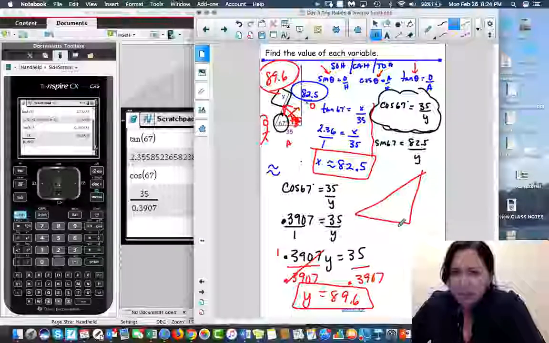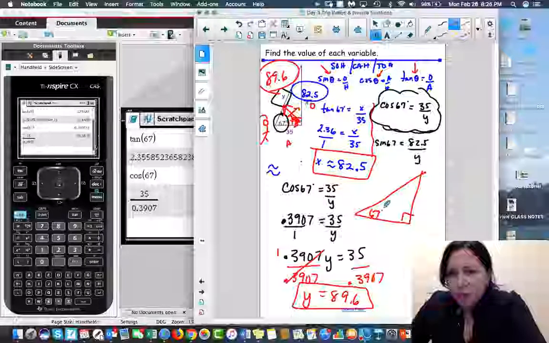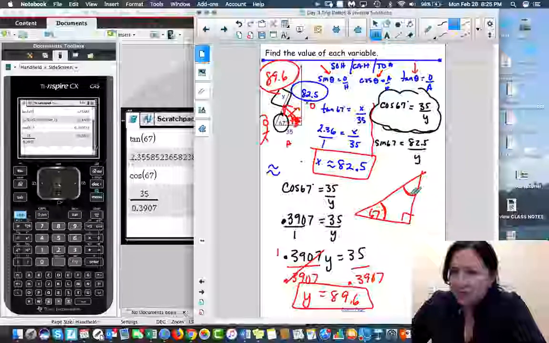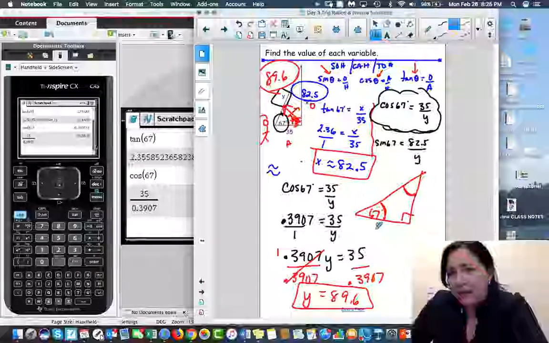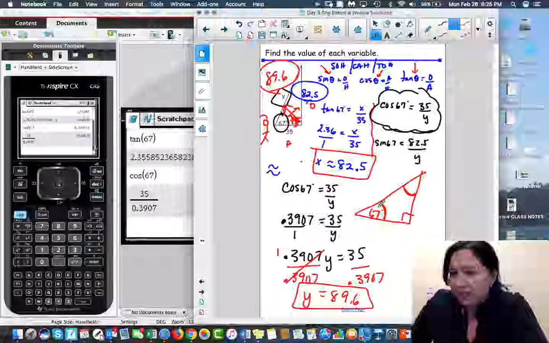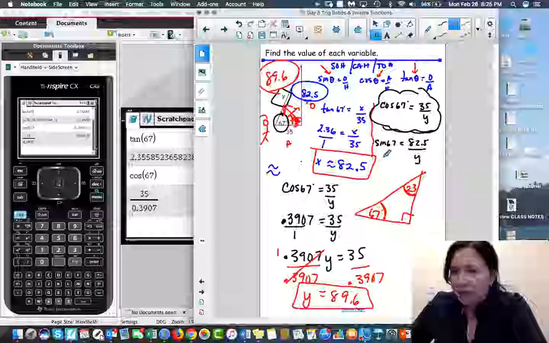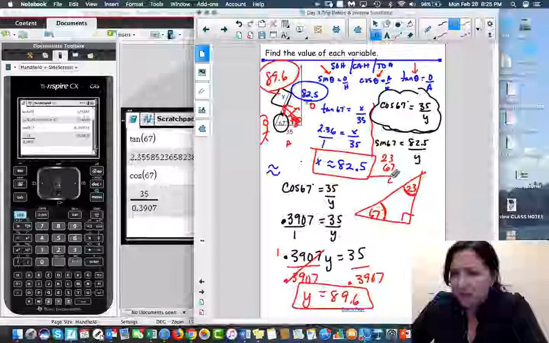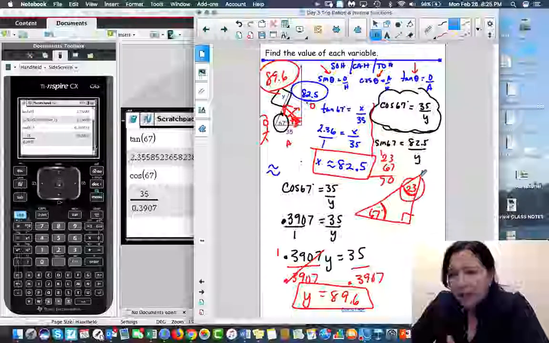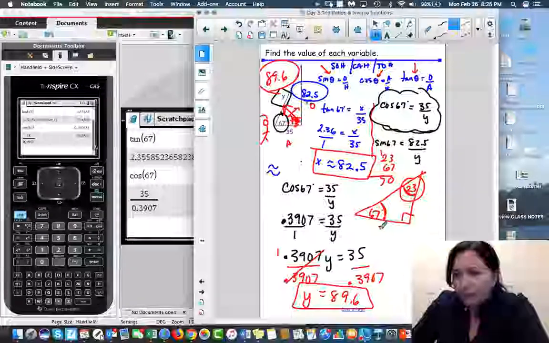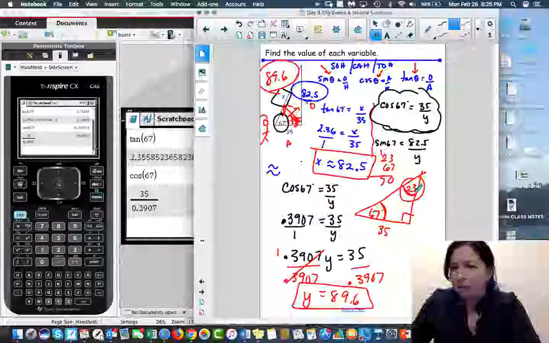So a couple of things. I'm just going to redraw this triangle because it has a lot of stuff on it. This is 67 degrees. You should know that this angle plus this angle add up to be 90 degrees. And if this angle right here is 67, this angle here has to be 23, because 23 plus 67 add up to be 90 degrees. So my smallest angle is 23. My opposite side is 35. So that should be my smallest side if it's opposite my smallest angle.